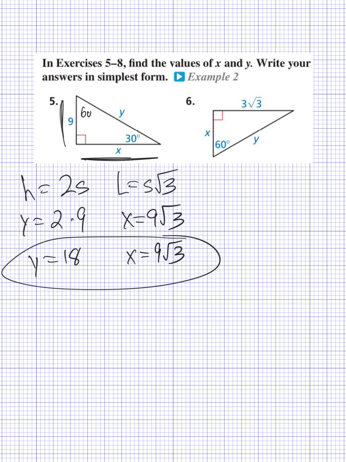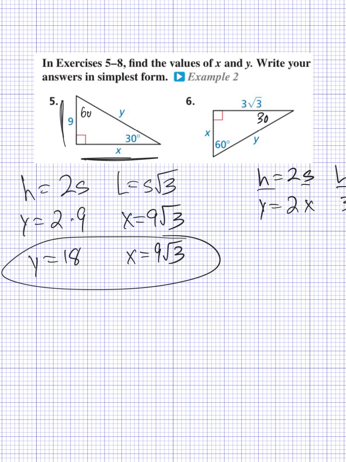So again, hypotenuse equals twice the short leg, and the long leg equals the short leg times the square root of 3. Okay, so we have a 30, 60, 90 triangle. So the hypotenuse is y. This short leg is x. The long leg is 3 square root of 3. Short leg is x times the square root of 3. So I just filled in all the variables.